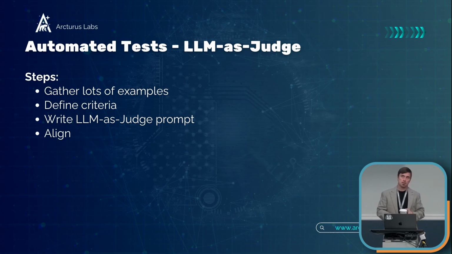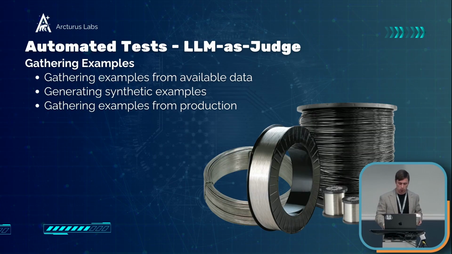Creating an automated test is easy. You write Python that determines if the expected exactly equals the actual. Creating an LLM as judge eval is much more involved. And here are the 4 steps. You've got to gather a lot of examples. You've got to define your criteria. You've got to write the LLM as judge prompt. And then that's not the end of it. It's going to lie to you. You've got to figure out how to align it to your actual expectations.